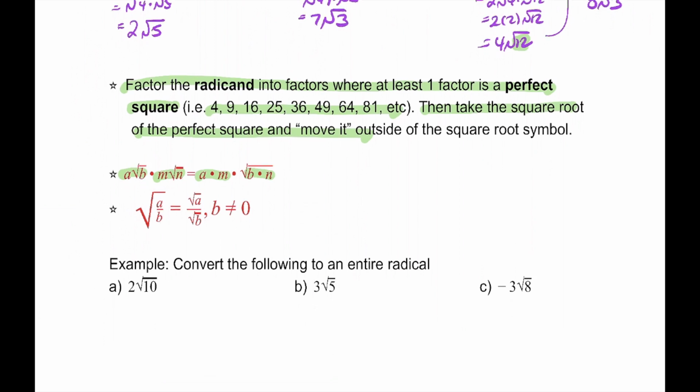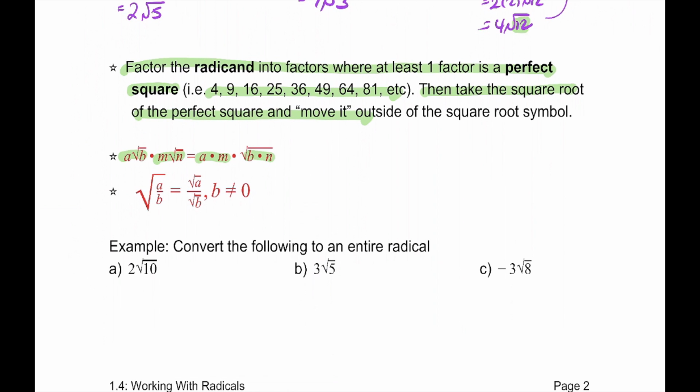Okay. Another property that we have of radicals is that we have the square root of a over b. This is also the same as root a over root b. And in this case, you can move either way. Sometimes we may have root a over root b, and we may convert that to a single fraction and take the square root of that entire thing. Of course, one of the important things to note here is that b can't be 0 because we can't have a denominator of 0.